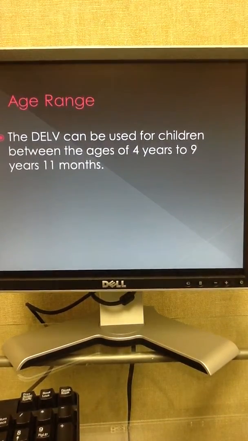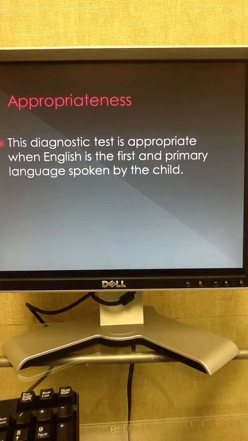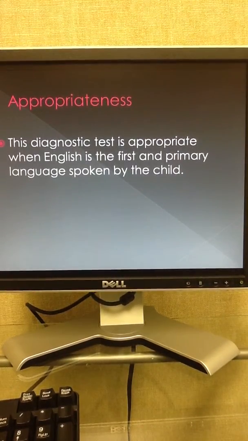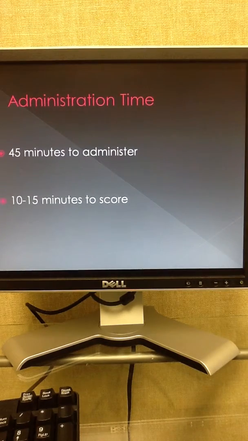The age range that this test is used for is children between the ages of 4 years, 0 months, to children of ages 9 years and 11 months. This test is appropriate when English is the first and primary language spoken by the child. It takes approximately 45 minutes to give this test and about 10 to 15 minutes to score the test.